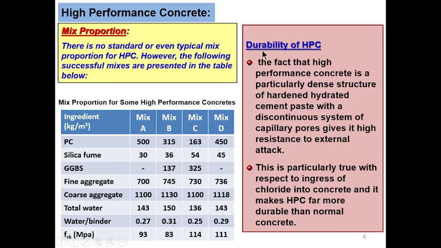Now let's talk about durability of high performance concrete. The very fact that high performance concrete is particularly dense means it has a dense structure of hydrated cement paste. So it has a discontinuous system of capillary pores. That means the pore volume has been reduced. So that will give resistance of such concrete to penetration of external attack or external fluid that will cause a durability problem. This is particularly true with respect to ingress of chloride into concrete, and it makes high performance concrete far more durable than normal concrete.